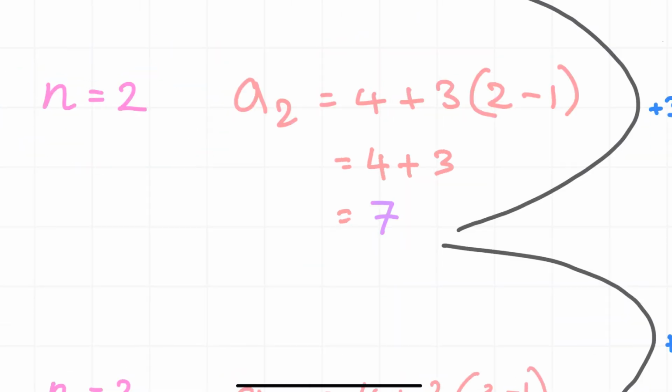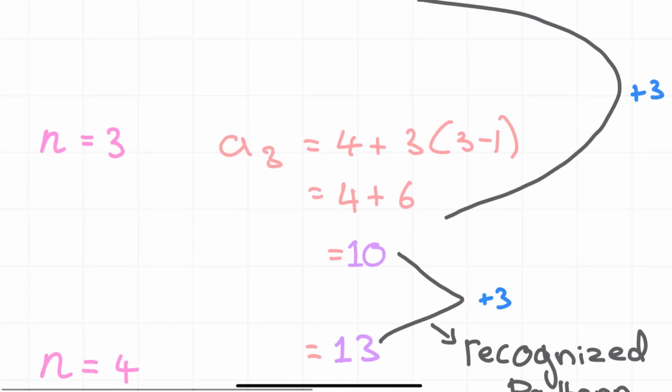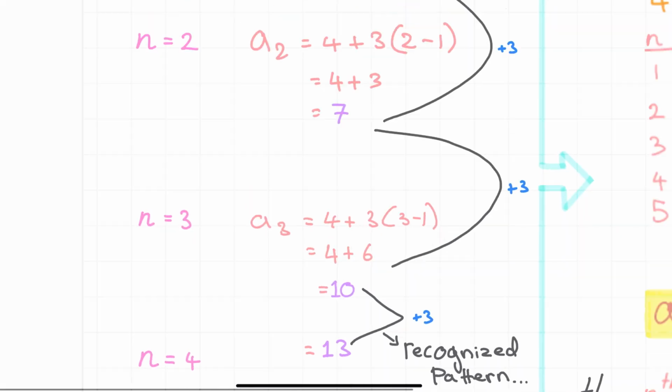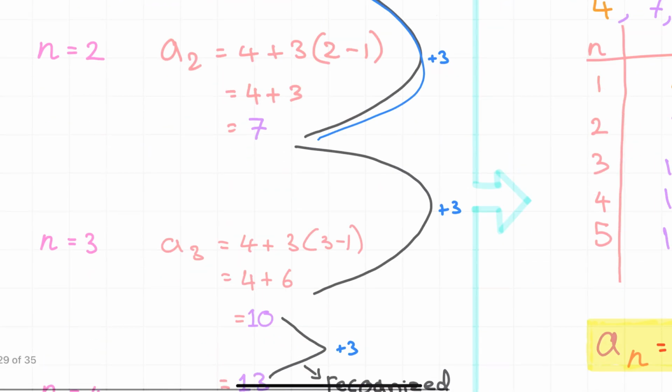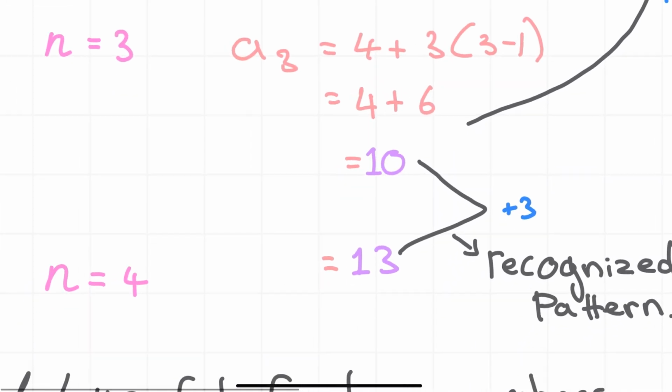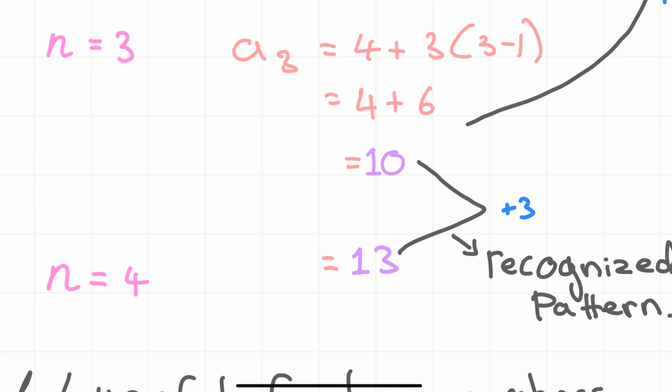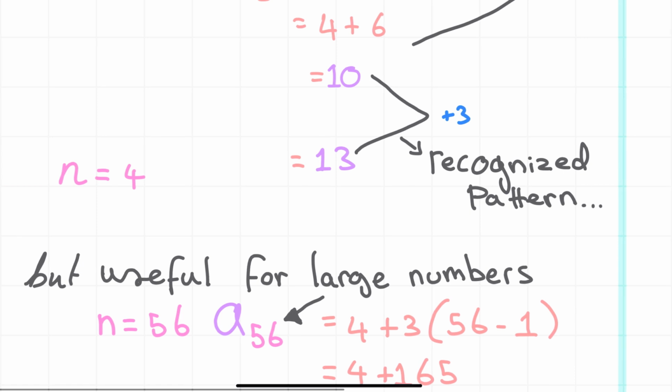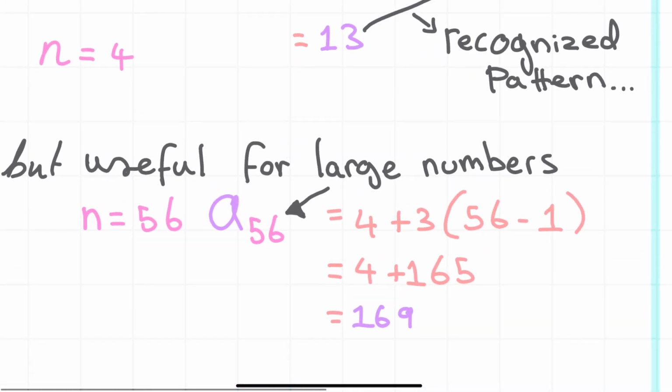Similarly, I can replace n with 2 to find the second term in the sequence, with 3 to find the third term. But when it comes to the fourth term, I realize that I can already predict a pattern. I'm adding 3 each time. So instead of using the explicit formula, it's quite obvious that I can add 3 again to go to the fourth term. But what if I want to find a number that is much larger and further away in the sequence? In that case, it is much more efficient to use the explicit formula instead of trying to add on 3's until we reach the 56th term.